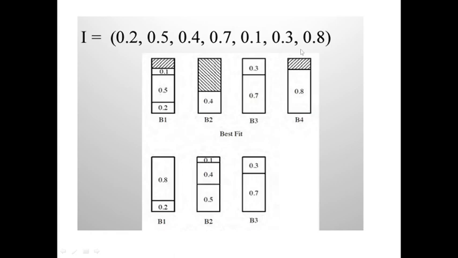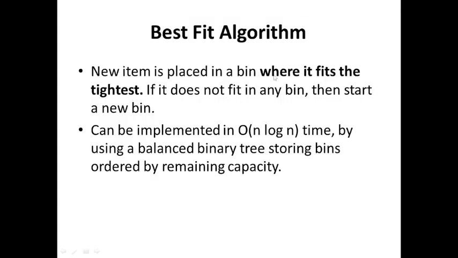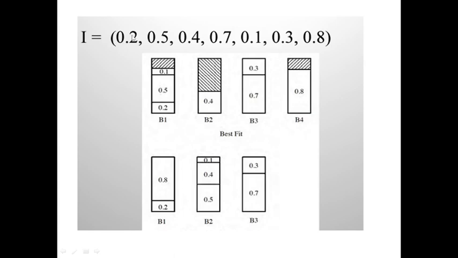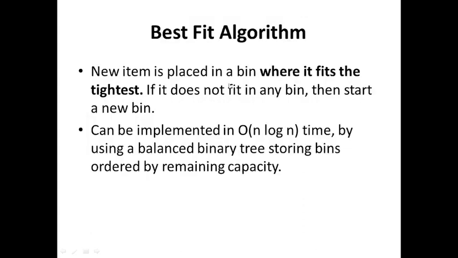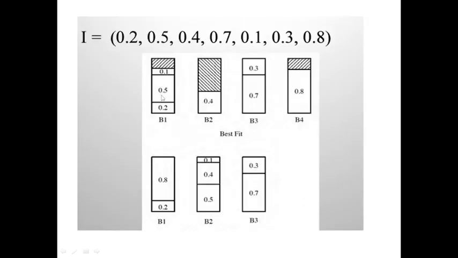So these are the items mentioned. It says that an item is placed in a bin where it fits the tightest. So first 0.2 will be tried in bin 1, and then 0.5. Bin 1 already has 0.8 space, so 0.5 will be placed here. You have to find the tightest fit. Then 0.4 cannot be accommodated in bin 1, so we have to create a new bin, bin 2, where 0.4 is pushed. Then 0.7 cannot be accommodated in either bin 1 or bin 2, so a new bin is created where we push 0.7.